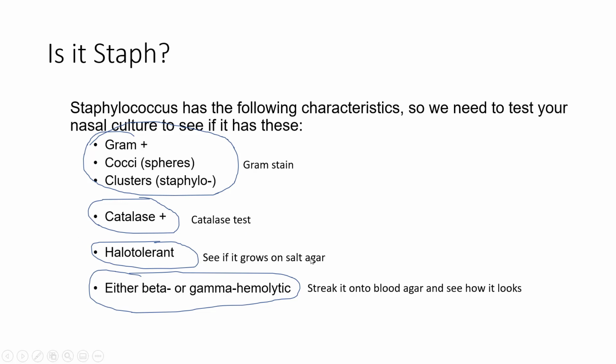Halotolerant, you can see if it grows either in a salt broth or a salt agar. We're going to use a salt agar. And then beta or gamma hemolytic, you're going to use something called blood agar. So the gram stain you're familiar with, the growth in salt you're familiar with, but the catalase test is new and the blood agar is going to be new. But these would be things that would identify something as staph.